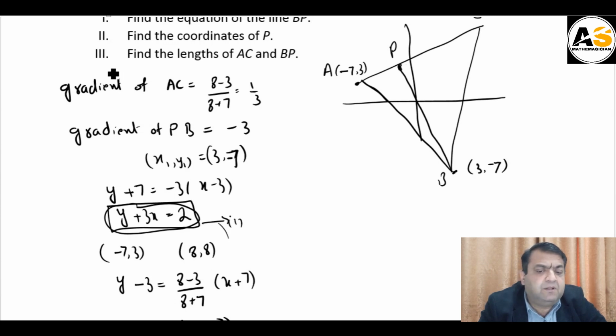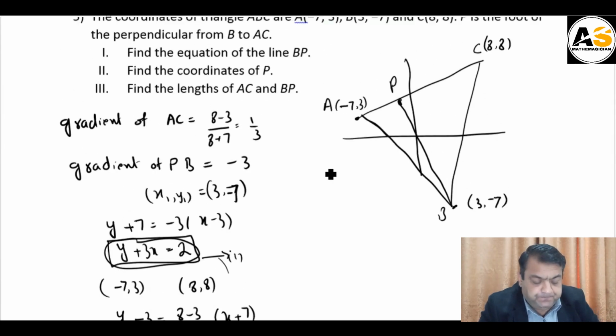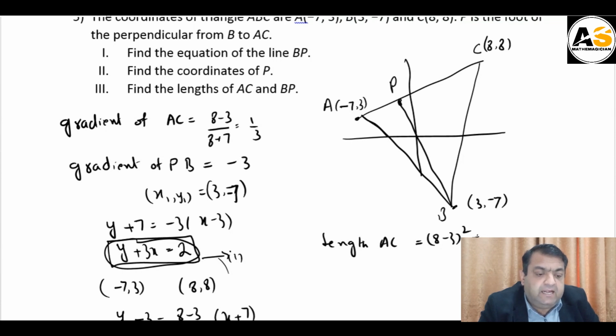The third part is very simple. We have to find the length of AC and PB. What is the length of AC? Distance between A and C: square root of (8 minus 3) square plus (8 plus 7) square. 8 minus 3 is 5, its square is 25. 8 plus 7 is 15, its square is 225. So this is equal to the square root of 250, which is 5 root 10. This is the AC distance, length.